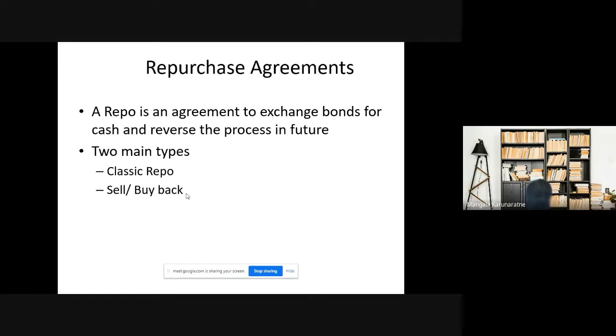So you sell the securities and then you buy back the securities, right? That is why it's called sell and buyback. But the classic repo is the most common type here in the Sri Lankan market. So we will go through some of the features of these repos.